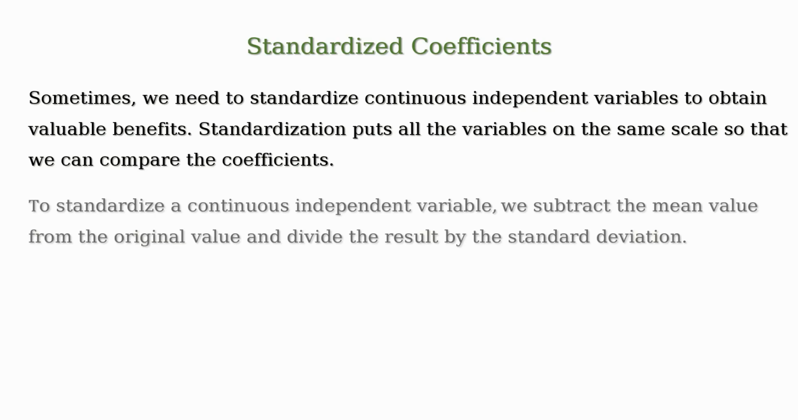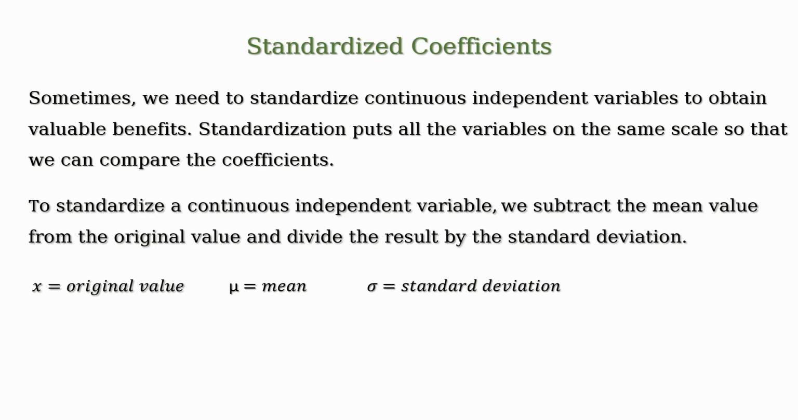In order to standardize a continuous independent variable, we subtract the mean value from the original value and divide the result by the standard deviation. So, if x is the original value, mu is the mean, and sigma is the standard deviation, then we standardize the original value x using the following formula. Standardized value is equal to (x minus mu) divided by sigma.